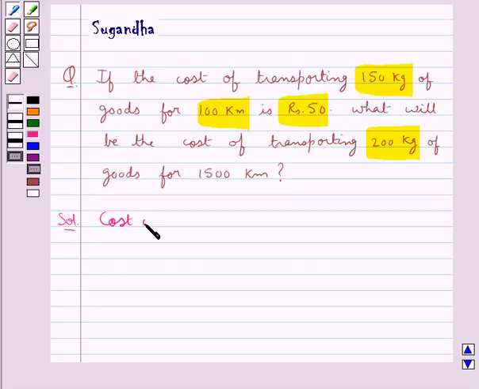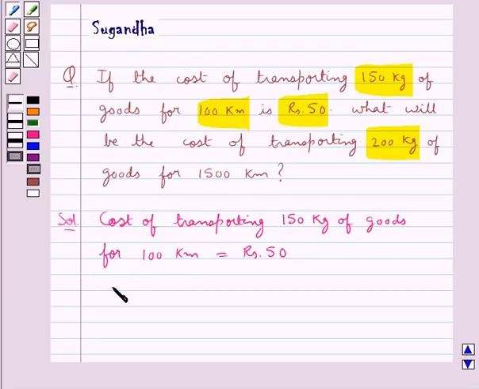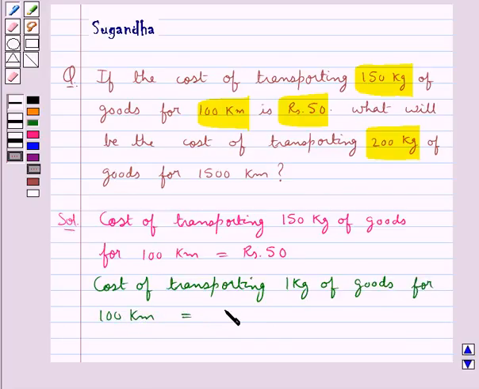We have the cost of transporting 150 kg of goods for 100 kilometers is rupees 50. Then the cost of transporting 1 kg of goods for 100 kilometers would be equal to rupees 50 upon 150. Less the weight of goods, less would be the cost of transporting the goods.